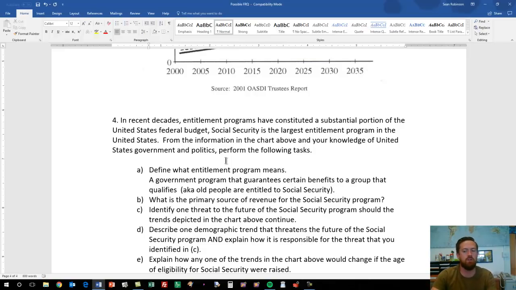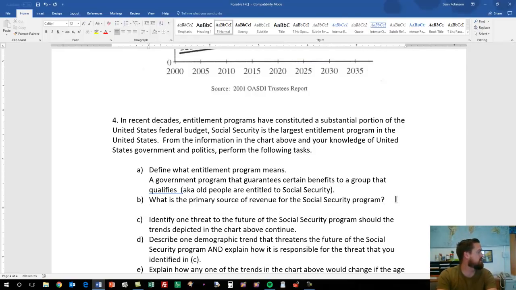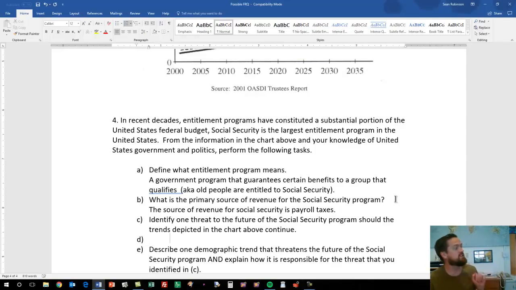Letter B. What is the primary source of revenue for Social Security? Where does the money for Social Security come from, everybody? Okay. The source of revenue for Social Security is payroll taxes. Beth knows taxes. That's right, it's 12.4% of your income. Only taxed on the first how many dollars, Beth? It's actually 12.4%, but 6.2% is paid by the employee, and the other 6.2% is paid by the employer.